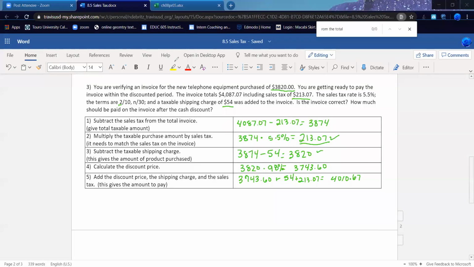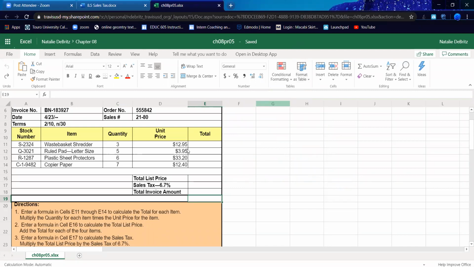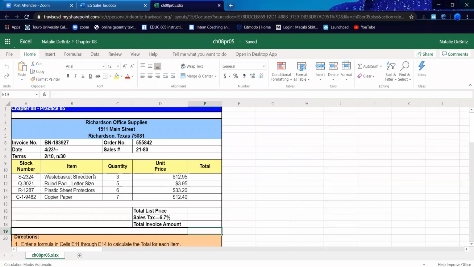Okay. The next thing I'm going to do is use my Excel document, and I'm just going to fill in my Excel document. Notice that I have Richard's Office Supplies. It has an invoice number, an order number, a date, a sales number, and then my terms. My terms are 2% within the first 10 days, and after that I have to pay the whole amount by the end of 30 days. So this invoice is actually due by 5/23. Okay? So the total amount is due by 5/23.